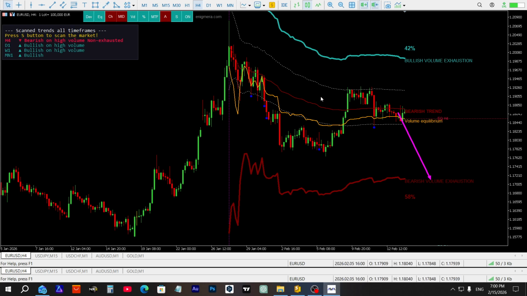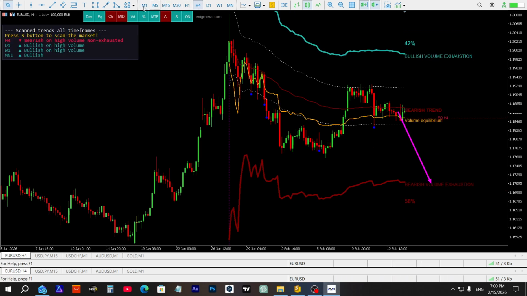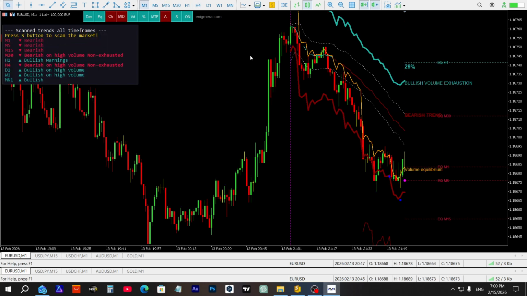So the scanner is working this way. If this is the best setup the scanner can find for you, when we got the trend on high volume and this trend is not exhausted, that means the first exhaustion line has been never reached until current moment on the market.